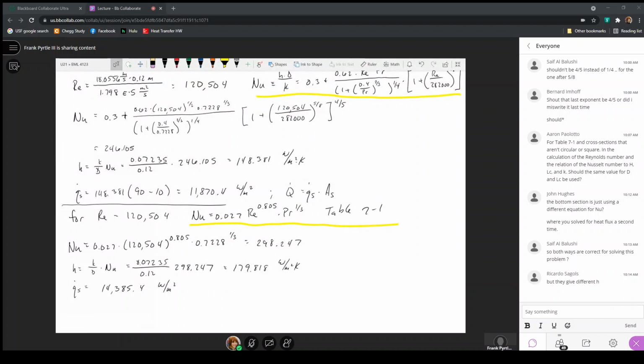So a correlation will give you a different value. So the two correlations, though they apply to the same problems or to the same conditions, are not going to give you the same values. So both of them are correct if you specify which correlation is actually being used.